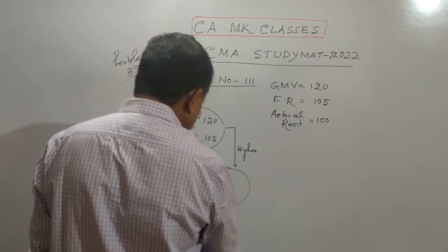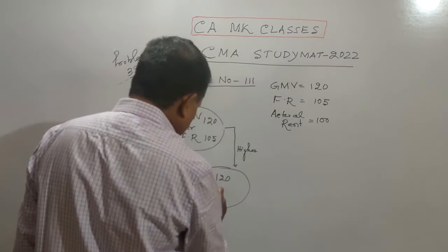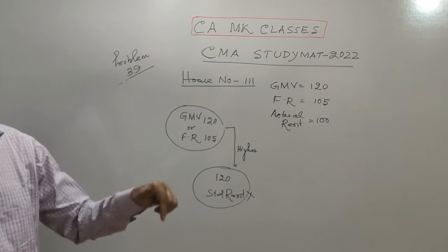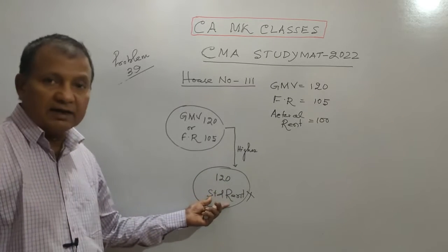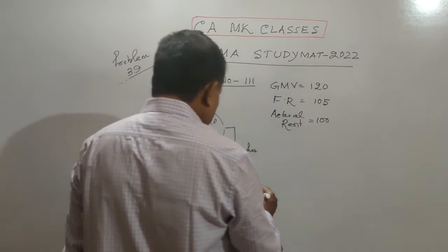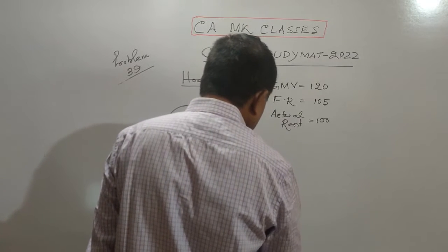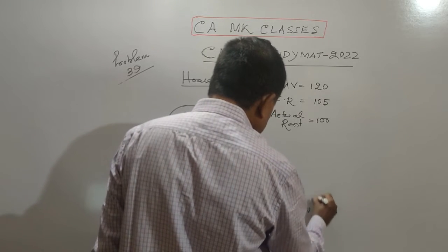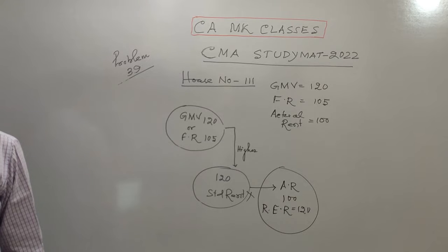Actual rent is 100. Standard rent is not given, so ignore standard rent. This is the first step, this is the second step. So expected rent or reasonable expected rent will be 120 here. Then we have to compare this with the actual rent. Actual rent 100, expected rent 120, and there is no vacancy. Actual rent is lower here.